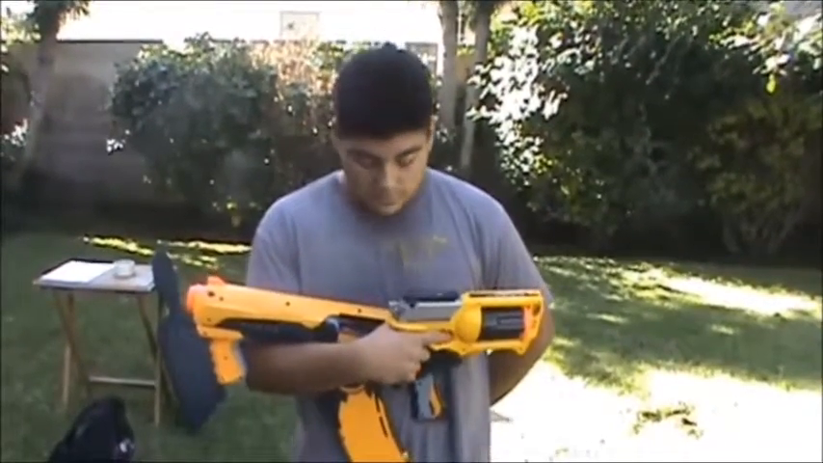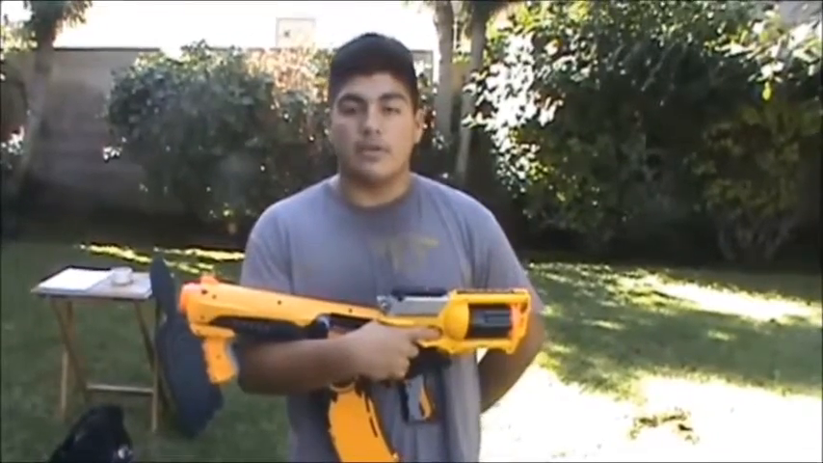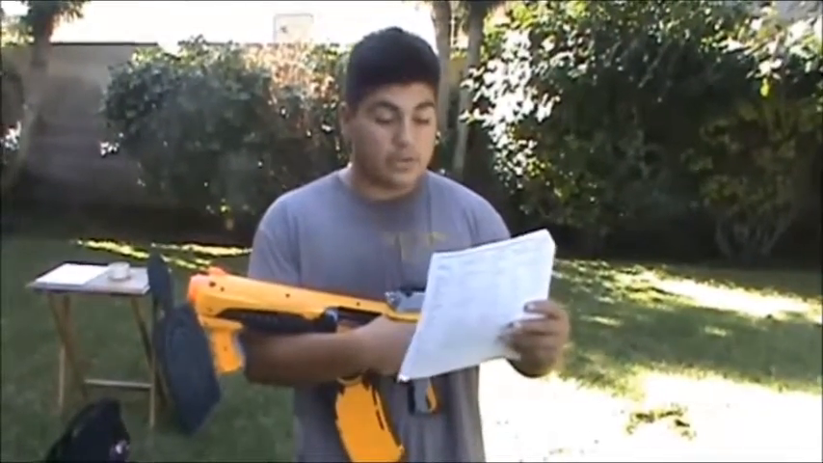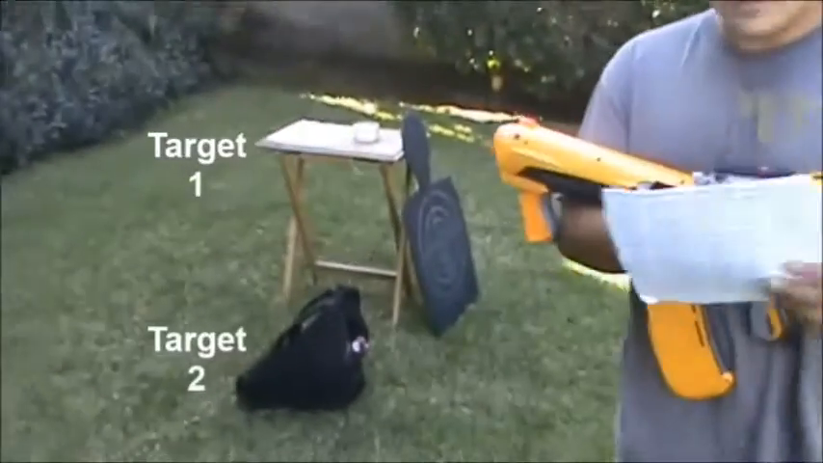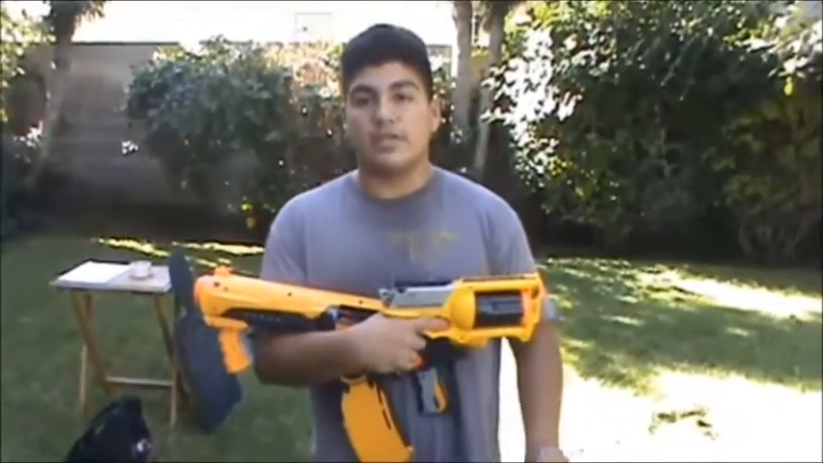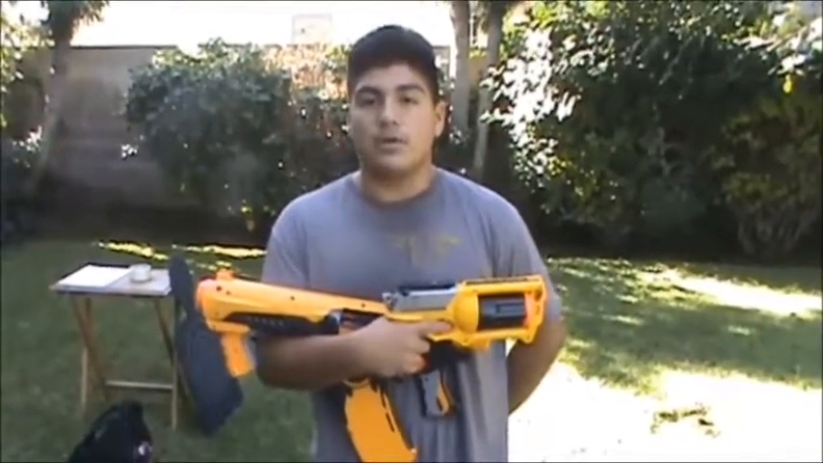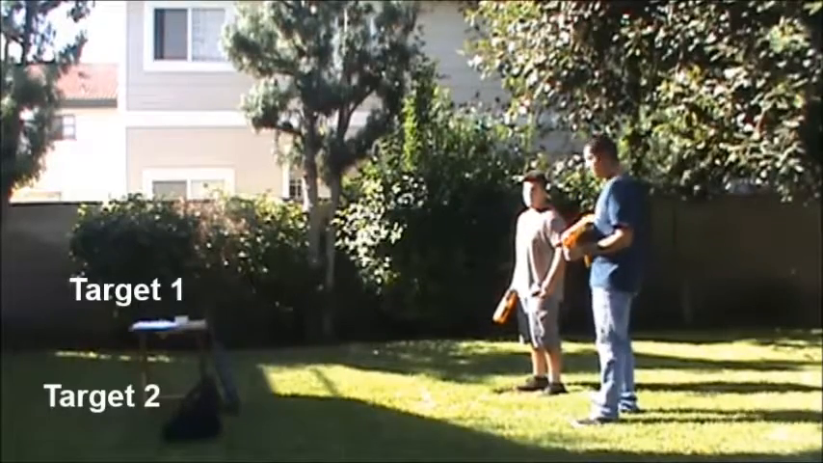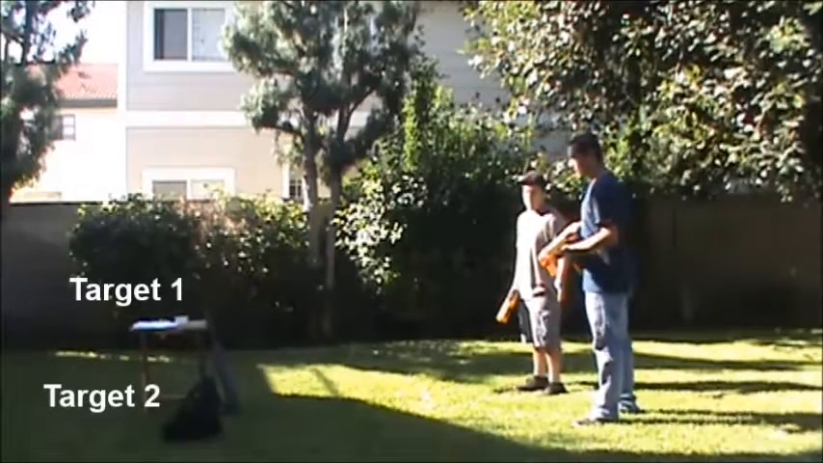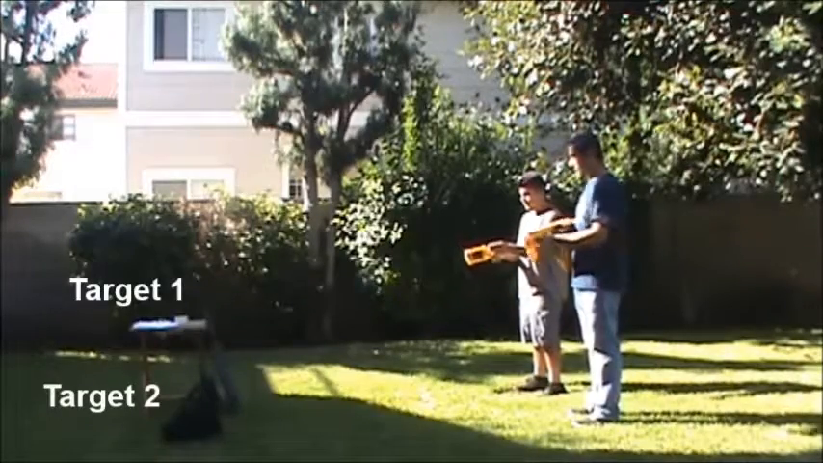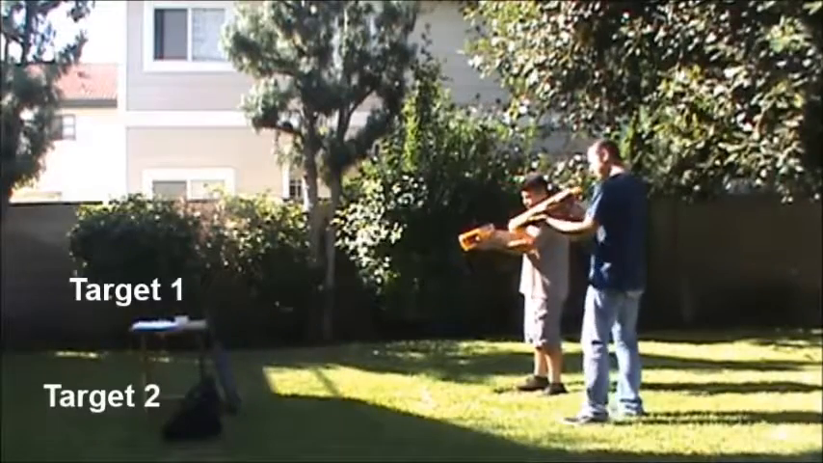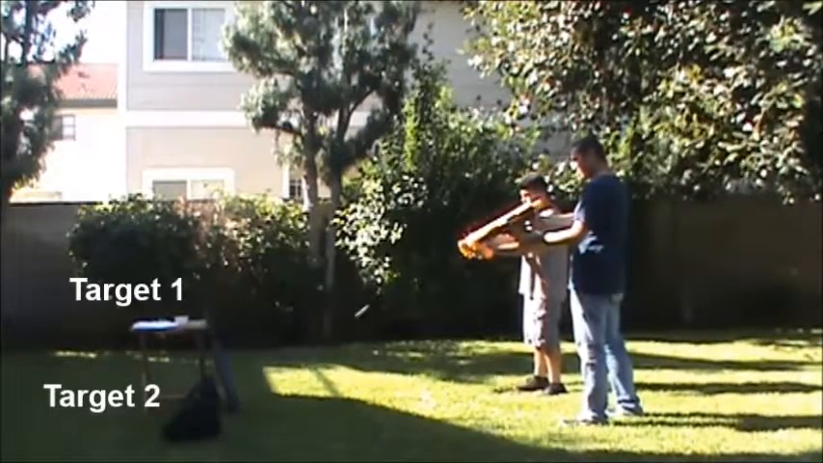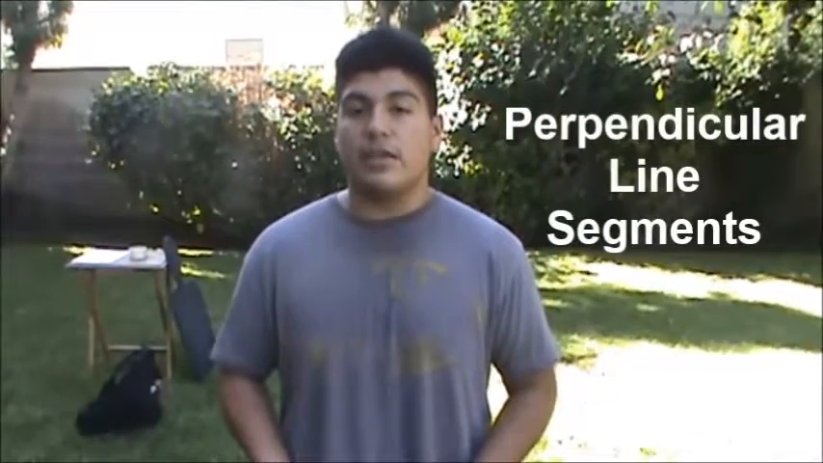Parallel line segments. This is when two Nerf guns are fired at the same time. When two Nerf blasters are fired at two different targets, as you can see, they are 1 foot apart. The darts never intersect and are always the same distance apart. As you can see, my partner and I are a foot apart from each other, and we are parallel to ourselves and to the target. We will now demonstrate. 3, 2, 1.